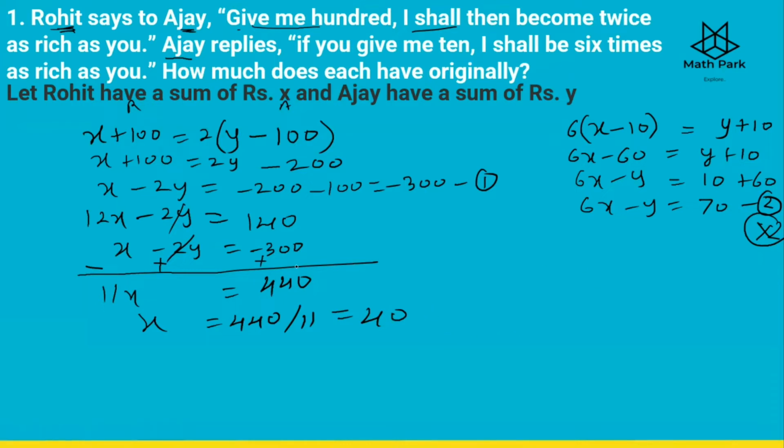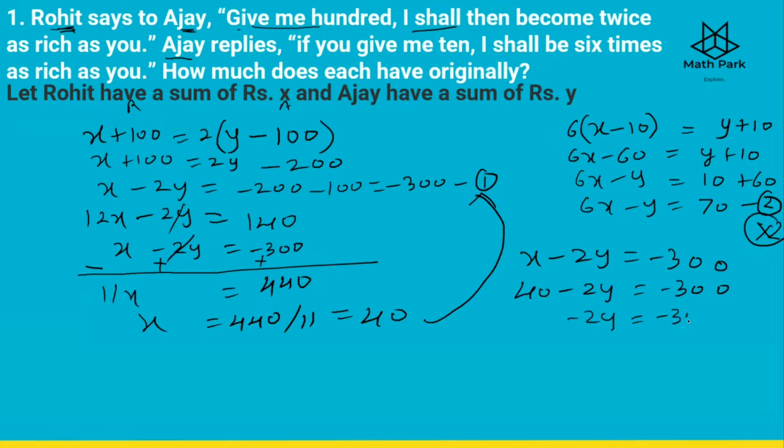So we'll substitute this in equation number 1. The equation 1 was x minus 2y is equal to minus 300. So the value of x is 40, so 40 minus 2y is equal to minus 300.